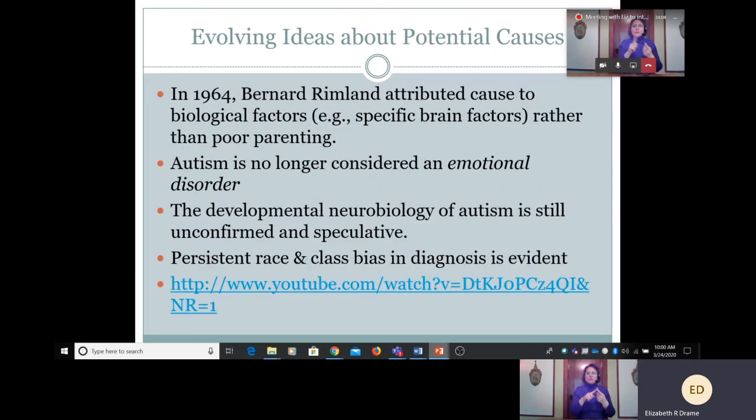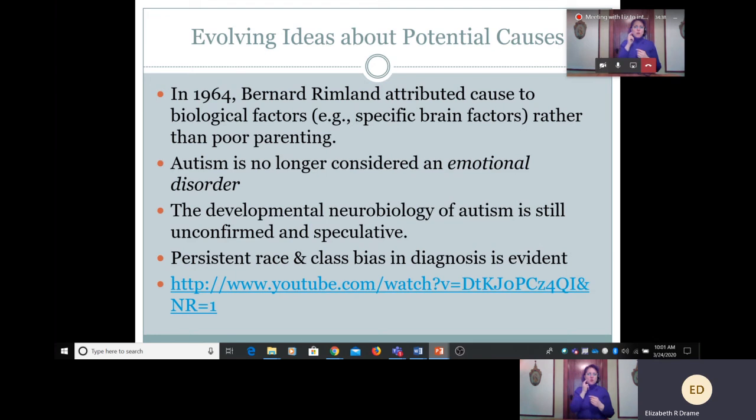So another potential cause, as the thinking evolved, is people started moving away from thinking that it was poor parenting and started trying to look at biological factors. And then not considering autism to be an emotional or psychological disorder, but one caused by some underlying biological factors. But we still don't have a lot of information around the neurobiology of autism.